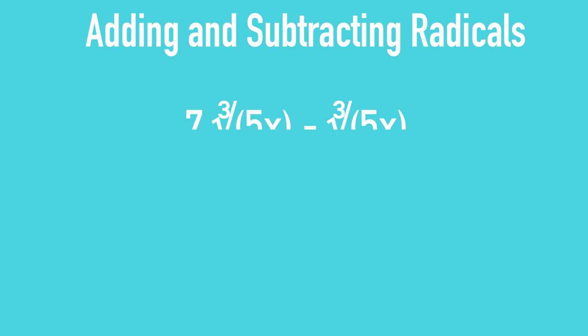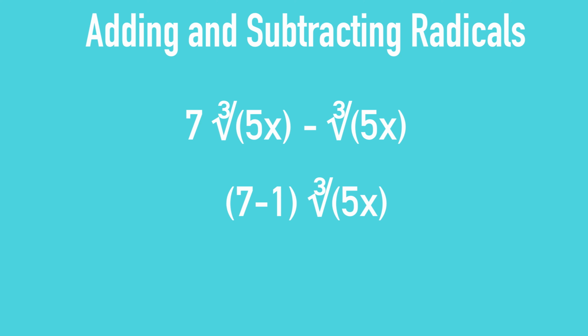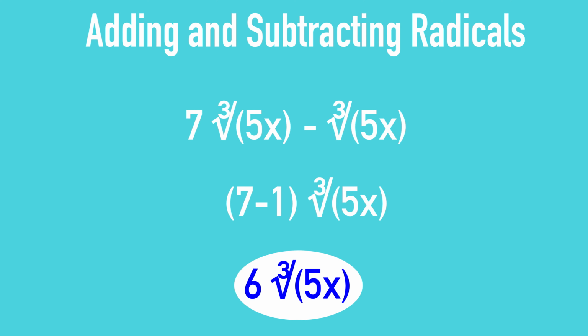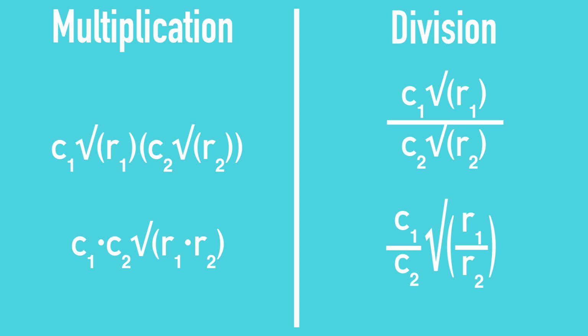Let's move on to radicals. When we add or subtract radicals, we follow the same rules as adding and subtracting powers. For example, given 7 times the third root of 5x minus the third root of 5x, we could subtract the coefficients, giving us the difference of 7 and 1 times the third root of 5x. This equals 6 times the third root of 5x. To multiply and divide radicals, both radicals still need to have the same index. Then we multiply or divide coefficient by coefficient and radicand by radicand. Each element will stay in place.